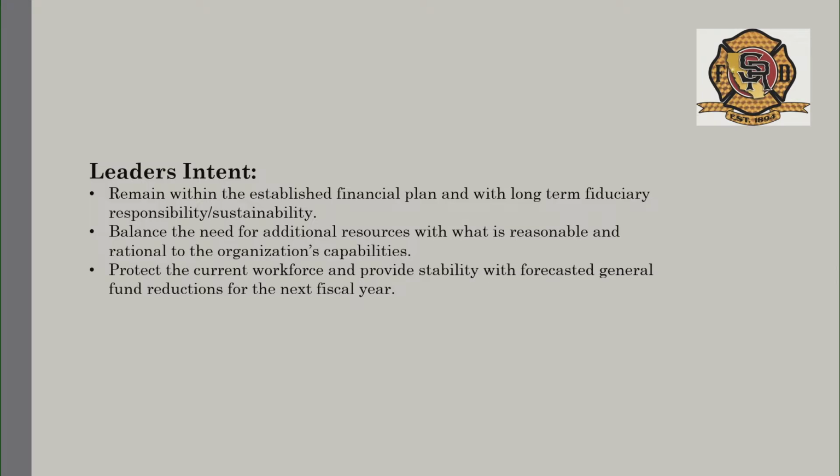And what this means is we're in dire need of assistance on the streets. Our response times are long, our call volume's way up from the last time we added resources. So we all know that we need more resources on the street, but we want to do it right. We want to do it responsibly. And lastly is to protect the current workforce and provide stability with forecasted general fund reductions in the next fiscal year.